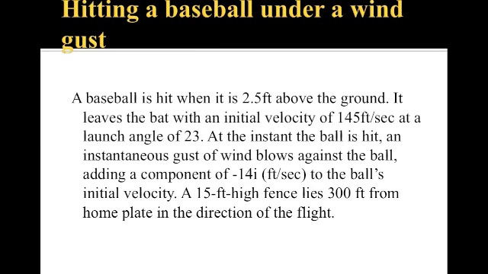So for today, our question is hitting a baseball under a wind gust. A baseball is hit when it is 2.5 feet above the ground. It leaves the bat with an initial velocity of 145 feet per second at a launch angle of 25 degrees. At the instant the ball is hit, an instantaneous gust of wind blows against the ball, adding a component of negative 14i to the ball's initial velocity. A 15 feet high fence lies 300 feet from home plate in the direction of the flight.